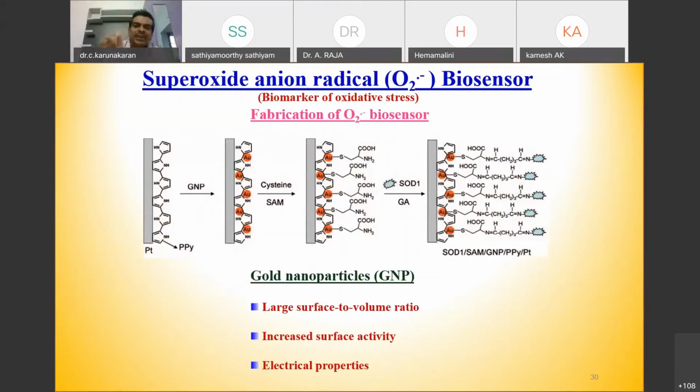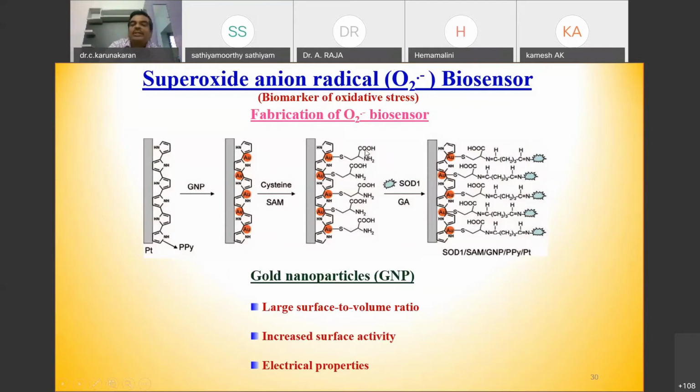For example, we have fabricated a very simple biosensor for the superoxide ion radical. I have shown here the fabrication of it. We have taken a platinum electrode, very simple platinum because of high conductivity, and then we cannot directly coat or bind the enzyme. Therefore, we have electropolymerized a conducting polymer like PPY. There are several conducting polymers. We have used polypyrrole as conducting monomer. We have electropolymerized, and then we have incorporated gold nanoparticles, and then in the presence of cysteine, the enzyme is placed on the electrode.